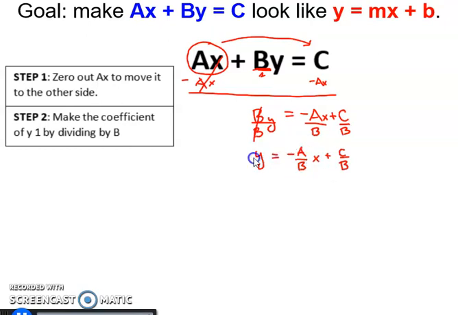Look, y is by itself. We have negative a over b, so this part right here is my m. So mx plus b. Hey, look at that. We're in slope-intercept form. Woo! All right, that's all you're going to do. So you're going to zero this part out, move it over, and then divide by the coefficient here. Okay, let's do it. Here we go.